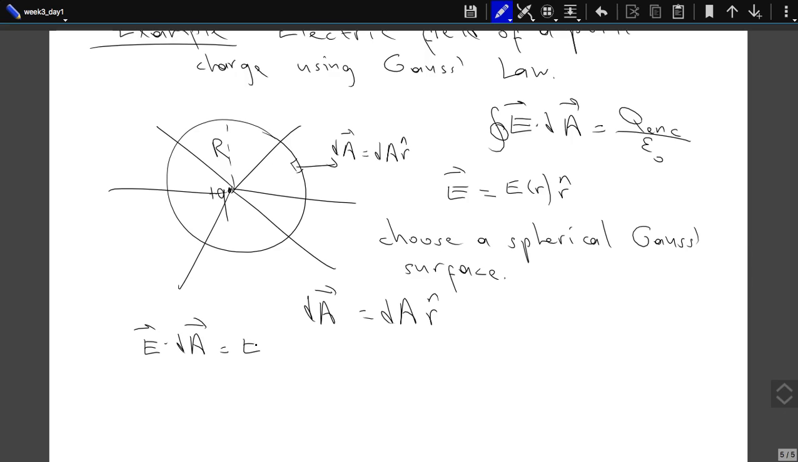It's the magnitude of the electric field, which we know depends only on the radial distance. And on the surface, the radial distance is fixed to be capital R. Times the magnitude of the area vector. Well, the angle between the two is 0. Now I can evaluate this integral, although I don't know what the electric field magnitude is. On the chosen surface, this is just a constant, so I can take it out of the integral.